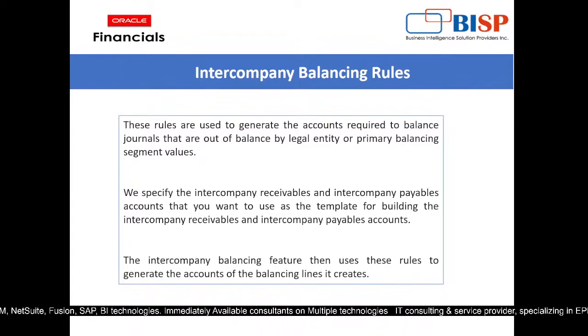So what will happen? General lines are first summarized by the legal entity and are balanced by the legal entity. Since a legal entity can have many primary balancing segment values, it's possible that a journal could have multiple lines for a legal entity with different primary balancing segment values. In that case, when intercompany balancing is done, the lowest primary balancing segment value within each legal entity in the journal is used. After this, balancing occurs across the balancing segment values within each legal entity.